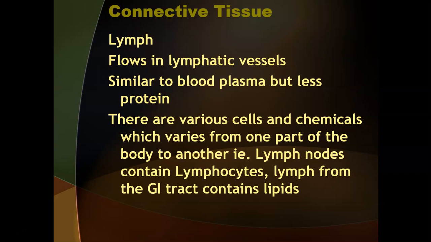So we say there are various cells and chemicals which varies from one part of the body to the other. So for example, lymph nodes contain lymphocytes, and lymph from the GI tract contains lipids. But it is another sort of pathway of transportation. So blood is one form of transportation, and lymph is another form of transportation. Lymph is very involved in maintaining fluid levels in tissues. It's also very involved in an immune response when we get ill.